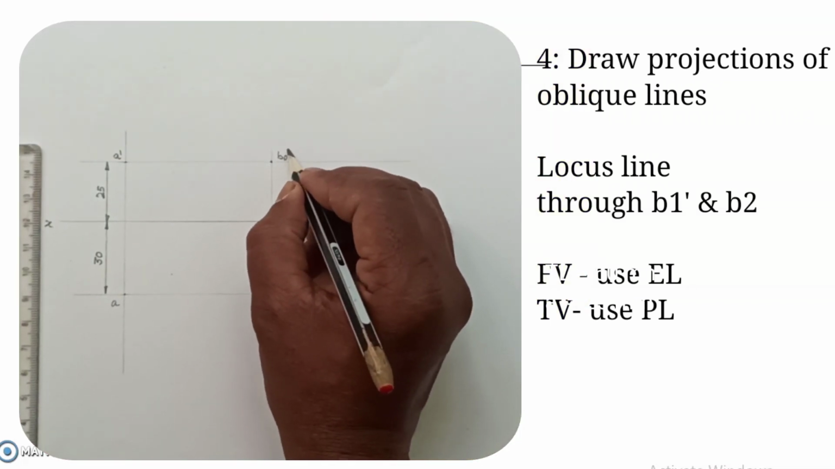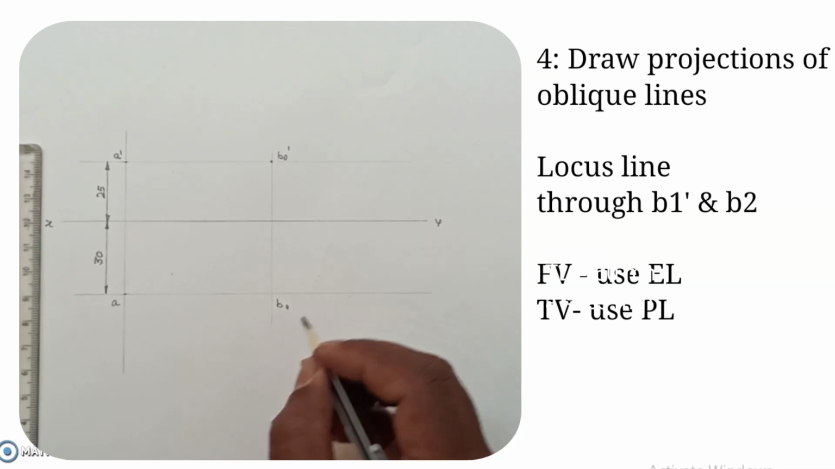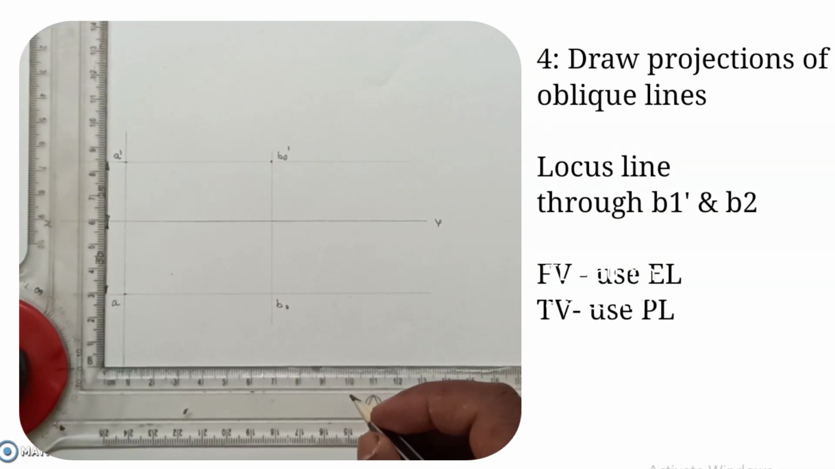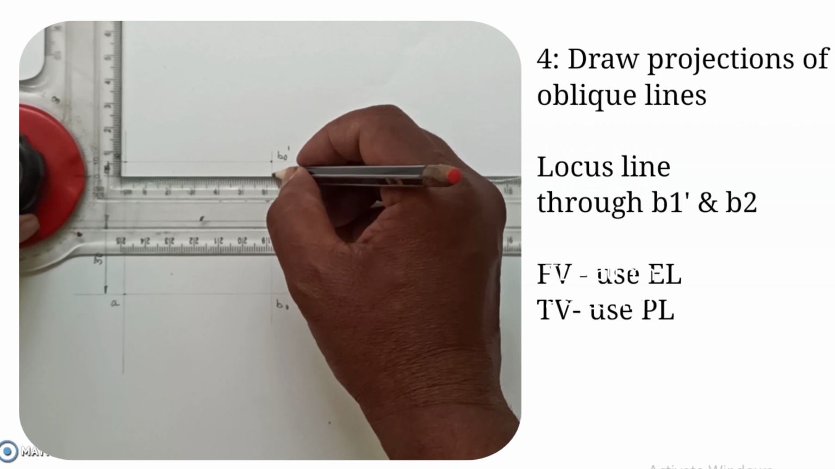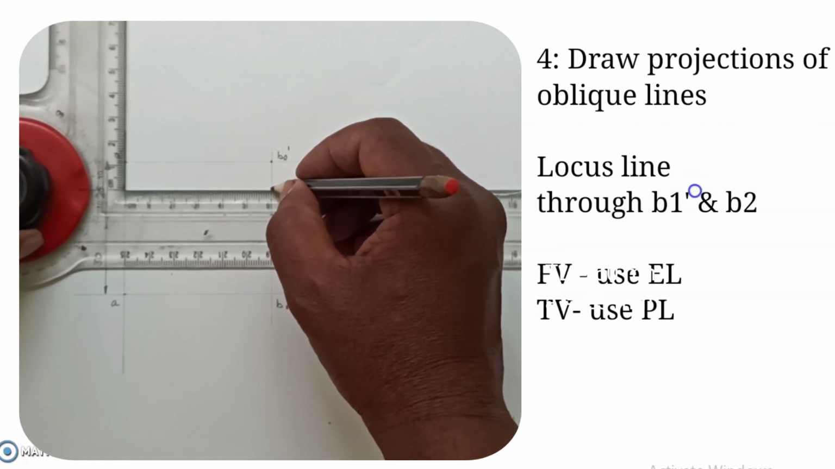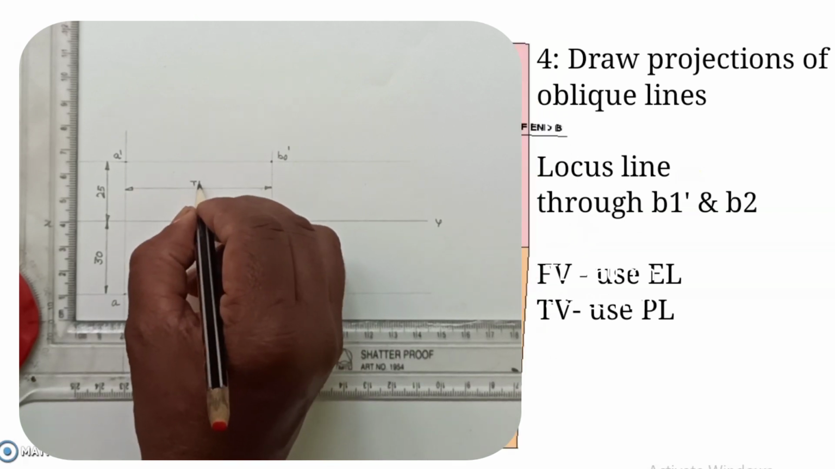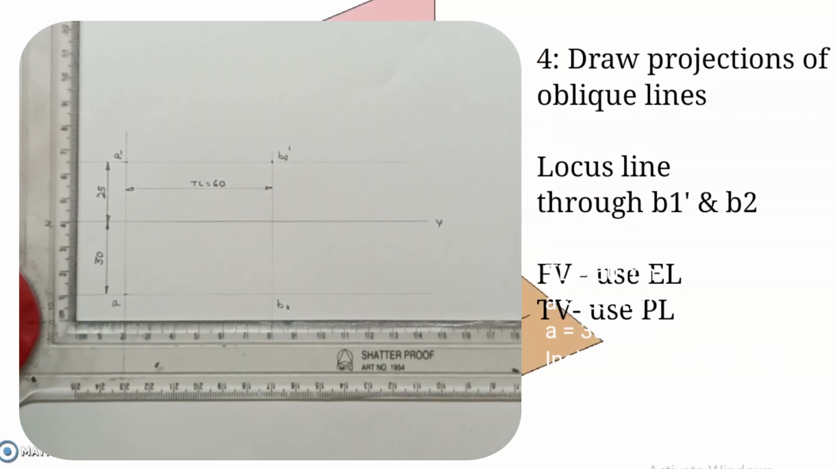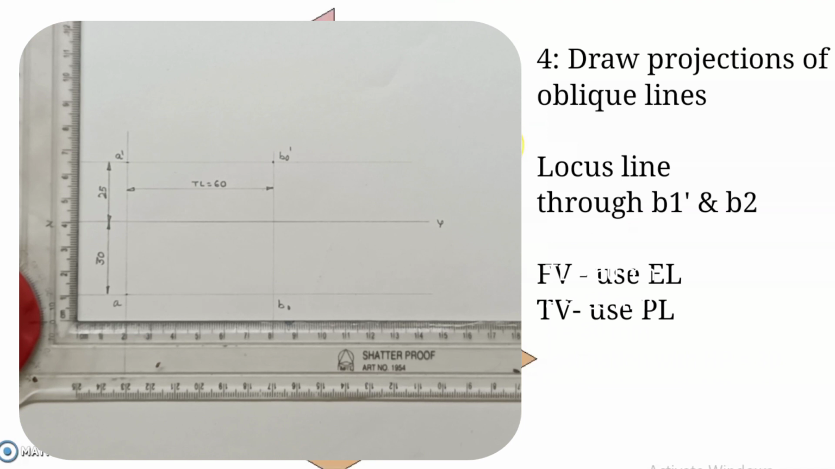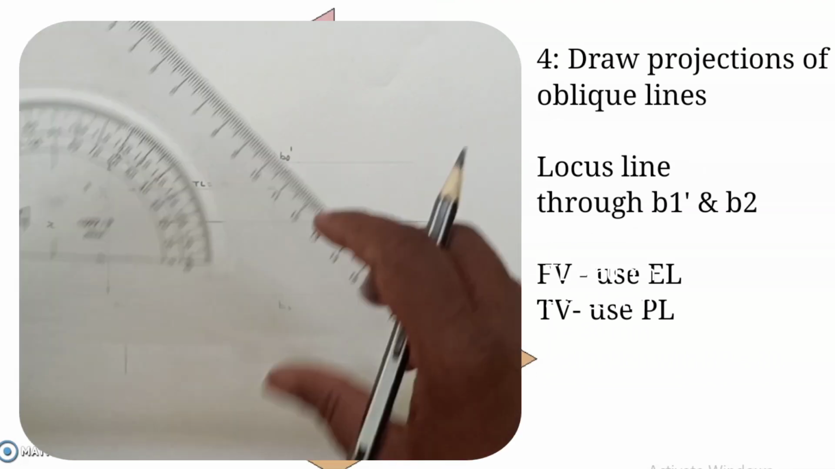Now take the help of the given data. Assume that the line is parallel to both planes in the initial condition. Draw its corresponding front view and top view, which are parallel to XY. That is, the front view is A dash B0 dash and the top view is A B0. In this way we have to draw all its views.